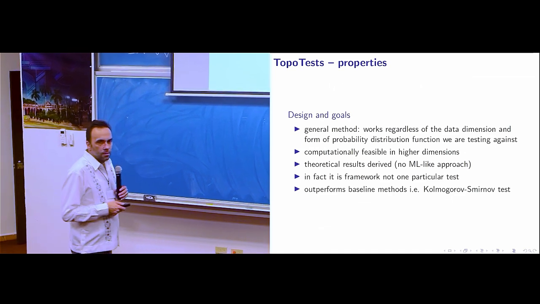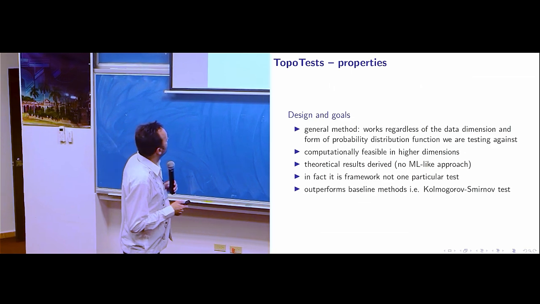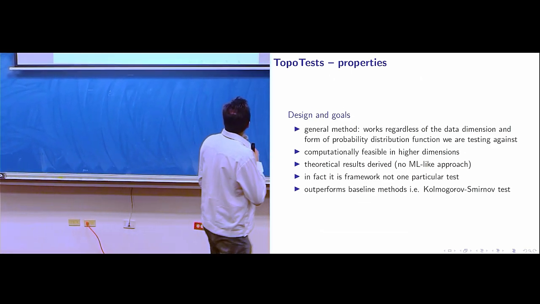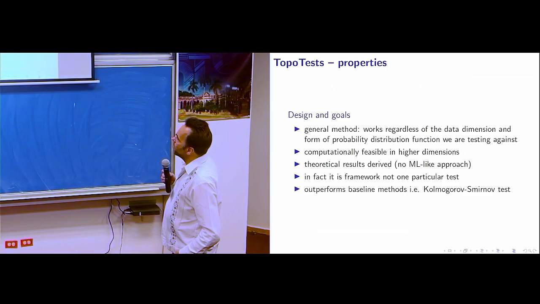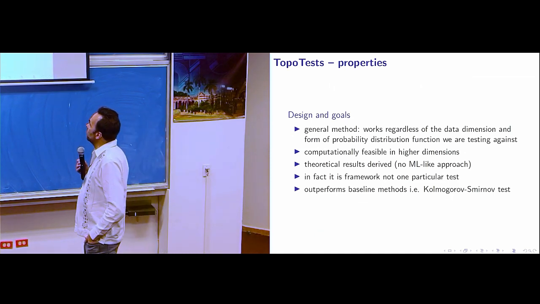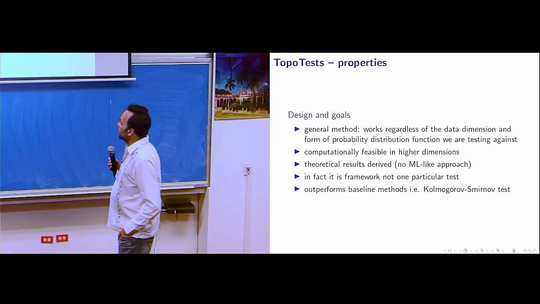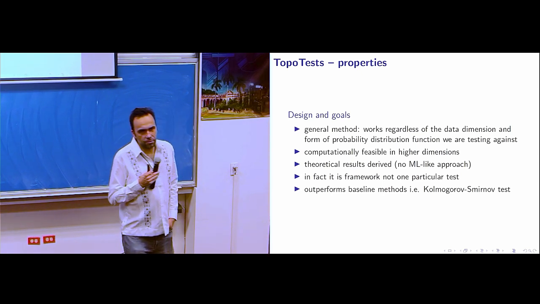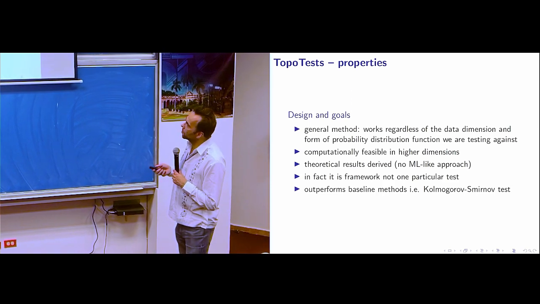So this method doesn't care about the dimensionality of your data, doesn't care about the form of probability distribution function, just need to be able to sample from it. It works reasonably well in higher dimensions. We have some theoretical results. I will briefly discuss them in a second. It's more a framework rather than a particular test, and it actually overperforms standard tests, including KS, even in the low dimensions. And I'll be discussing some of the examples pretty soon.